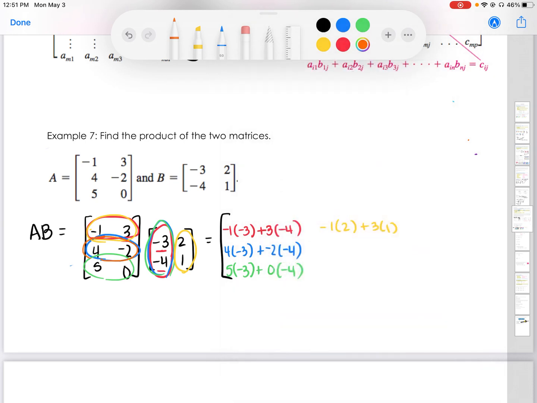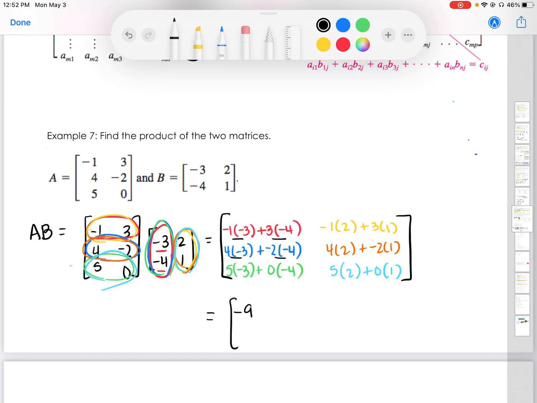Row 2, column 2. So we're going to do 4 times 2 plus -2 times 1. And then lastly, row 3 times column 2. So that's going to give us 5 times 2 plus 0 times 1. Let's just figure out that arithmetic real quick. That's 3 and -12, so -9. That's -12 and 8, so -4. Then -15 and 0, -15. Then -2 and 3, 1. 8 and -2, 6. And 10 and 0, 10.